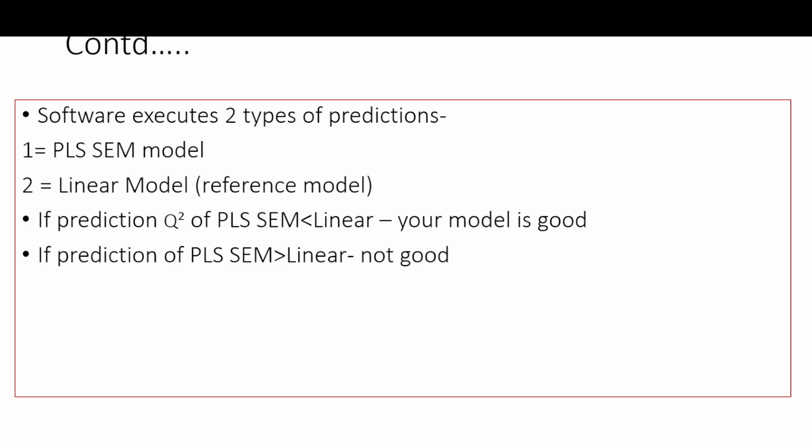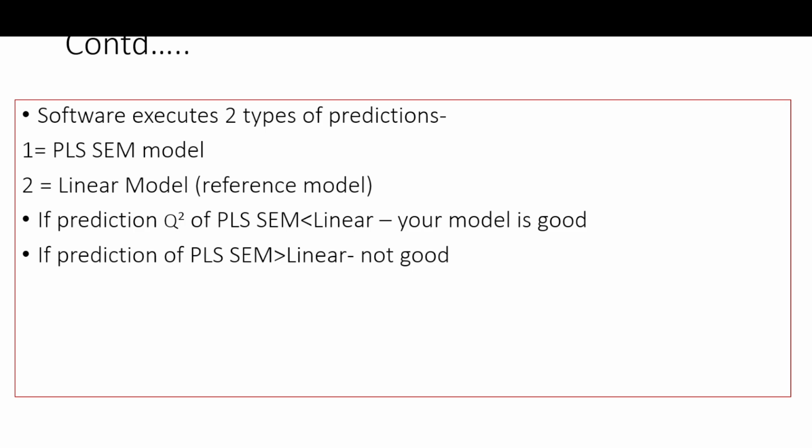Now, the software executes two types of prediction. The one is based on the PLS-SEM model, and the second one is based on the linear model, that is also called the reference model. And the rule of thumb is if the prediction Q square of PLS-SEM is greater than the linear model, then your model is considered a good fit. If the prediction of PLS-SEM is less than linear, then your model is not a good fit.